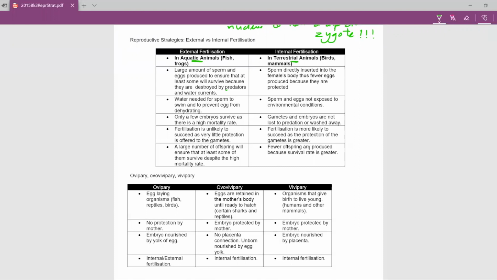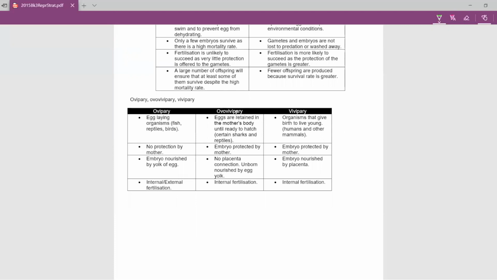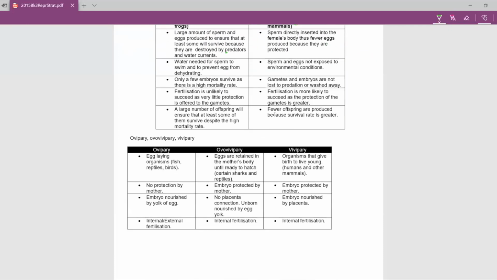And because of that, there are fewer offspring and the breeding season or the breeding rate or fertility rate or copulation rate is less, because of the greater chances of fertilization and of the offspring that will be produced. So that is external versus internal. Make sure you also know examples of these organisms as well.